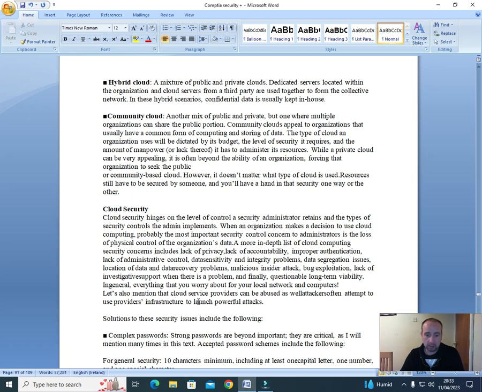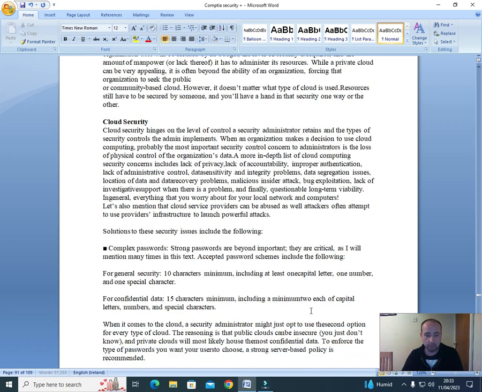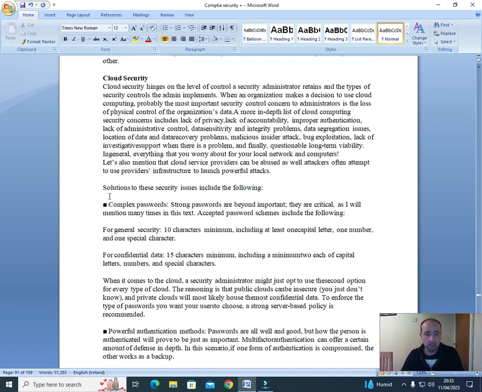Let's also mention that cloud service providers can be abused when attackers often attempt to use providers' infrastructure to launch powerful attacks. Solutions to these issues include the following: complex passwords.